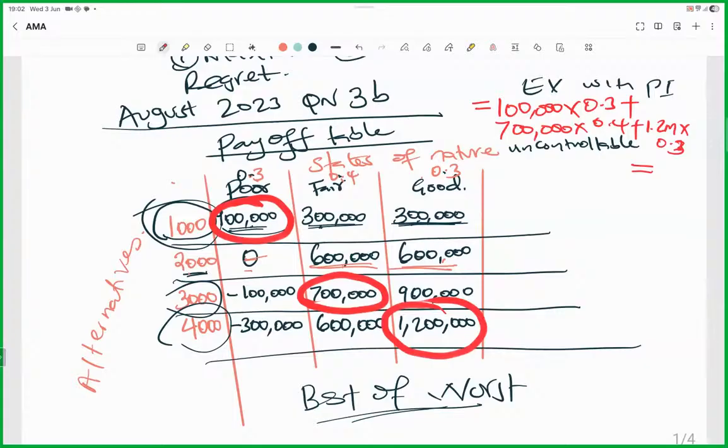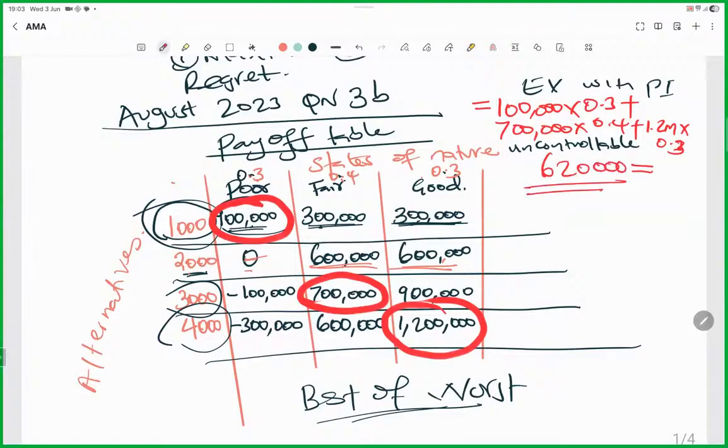So what have you understood from this thing of EV with the PI? You go to each column selecting the best, and then you average by multiplying them with probabilities. Somebody is telling me we take 620,000 as the average.